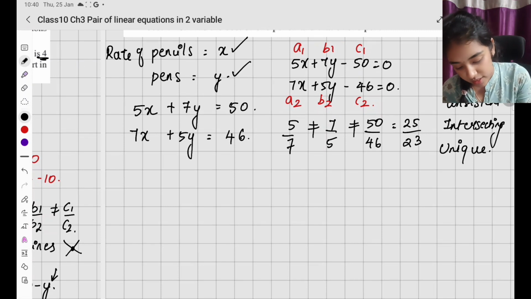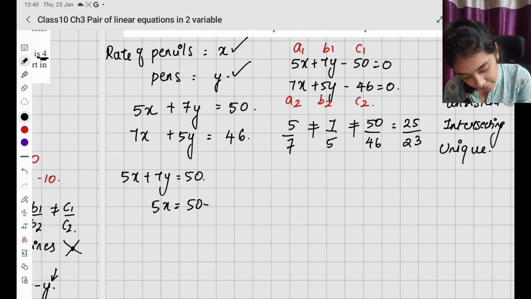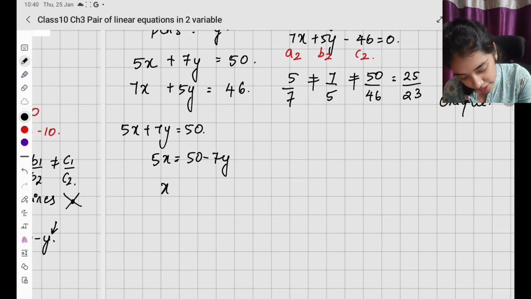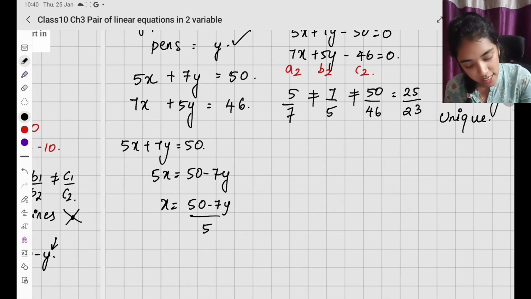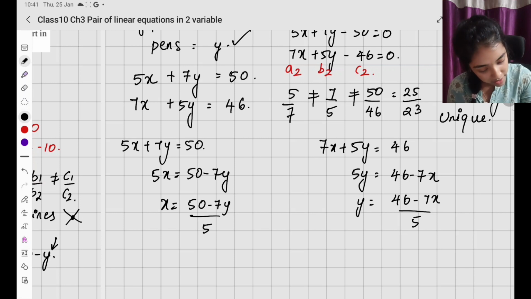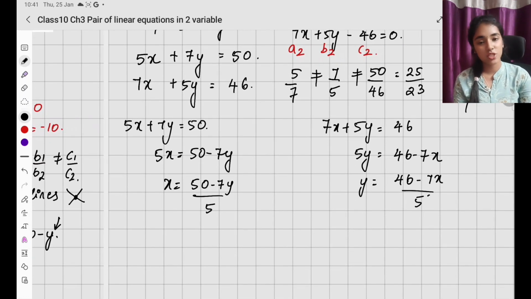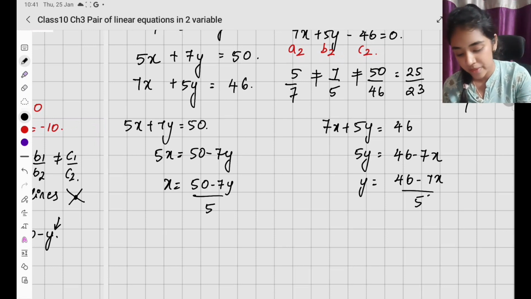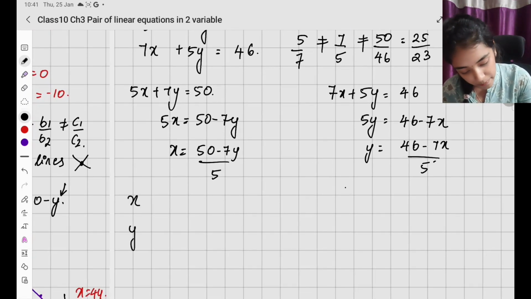So you have the first equation 5x plus 7y equals 50. How can we write this? 5x equals 50 minus 7y. So you can write x equals (50 minus 7y) divided by 5. This is one equation. What is the second equation? 7x plus 5y equals 46. So you have 5y equals 46 minus 7x, y equals (46 minus 7x) divided by 5. Now, I kept the denominator as 5 because it's easy to calculate the values. Okay, now we have x, y, x and y.